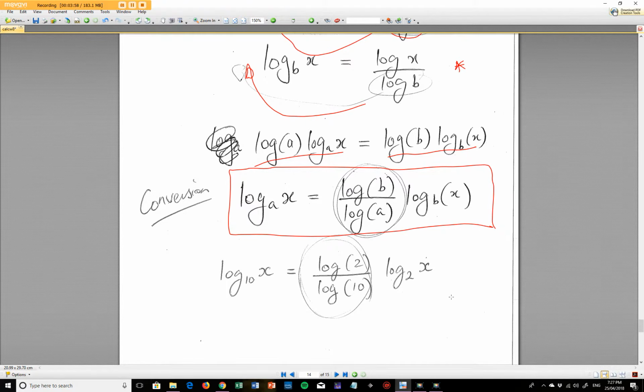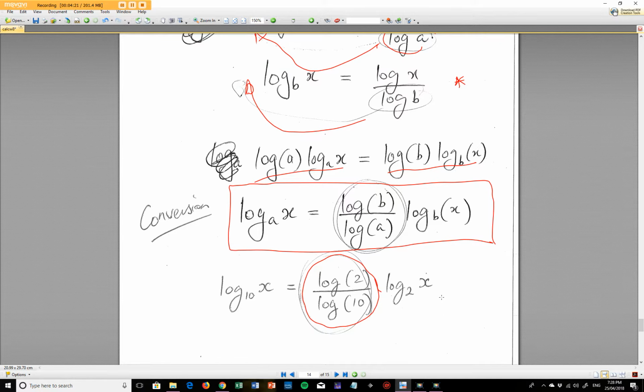For example, in the case where we've got logs base 10, the log base 10 of x is equal to log of 2 divided by log of 10 times the log base 2 of x. This number here is smaller than 1, so it says basically logs base 10 are smaller numbers than logs base 2, which is pretty obvious. So there you go. This conversion formula is quite handy for converting between logs of different bases. And you can get that conversion formula easily through the natural log in the way I just did.